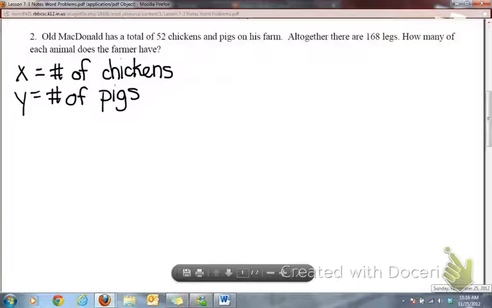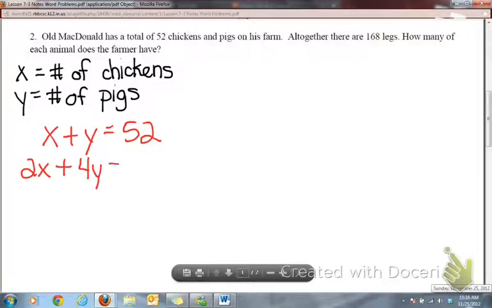Now, he has a total of 52 chickens and pigs. So there's one equation. The number of chickens plus the number of pigs equals 52 animals. So x plus y equals 52. And altogether there are 168 legs. Well, how many legs do chickens have? 2. So 2x. And how many legs do pigs have? That would be plus 4y equals 168. So there is our system of equations. Now we're going to solve it.